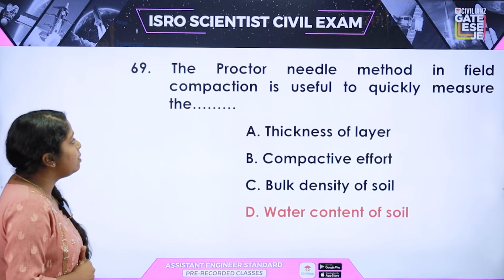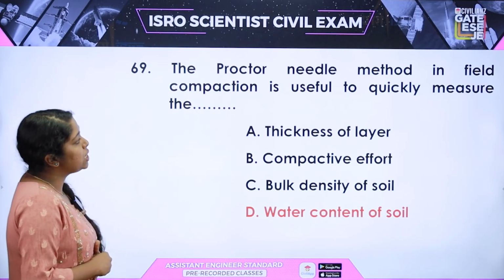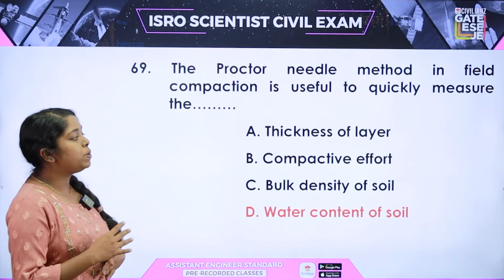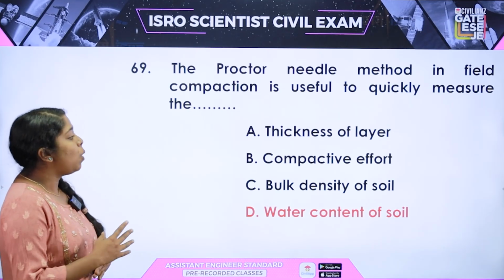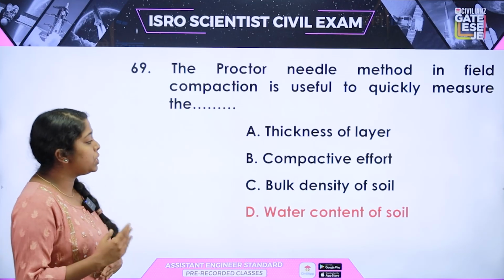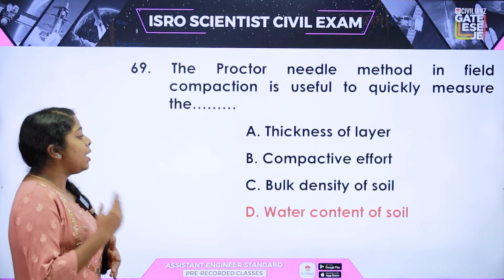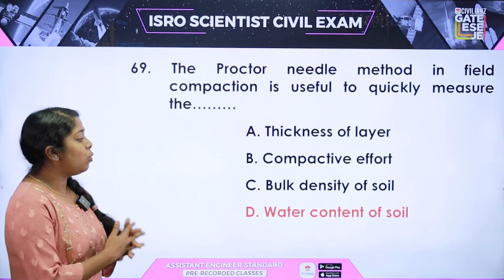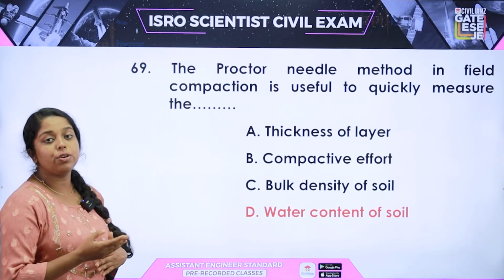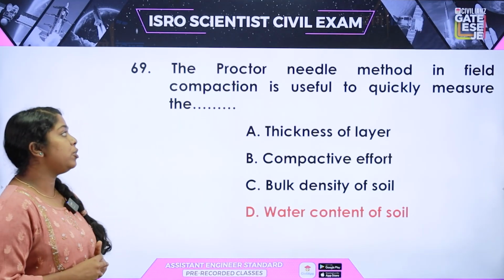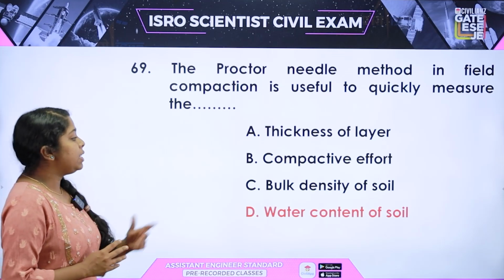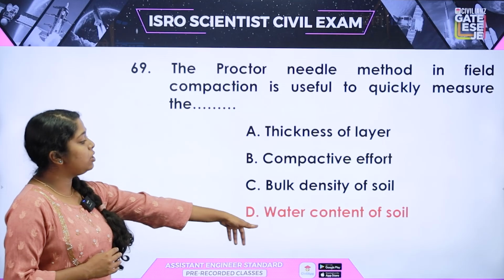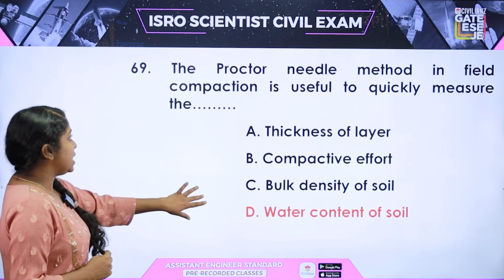The Proctor needle method in the field compaction is useful to quickly measure, and four options are given. Option A is thickness of layer, option B is compactive effort, option C is bulk density of soil, and option D is water content of the soil. The most apt answer is water content of soil. We are also able to find the dry density of the soil using the Proctor needle method, but here option C is given as bulk density, so we didn't choose that. We chose option D as the right answer.